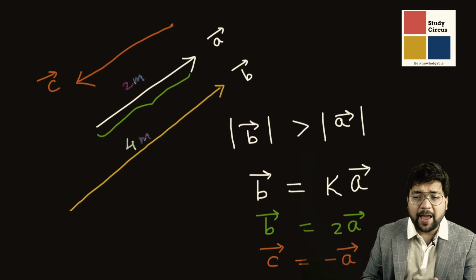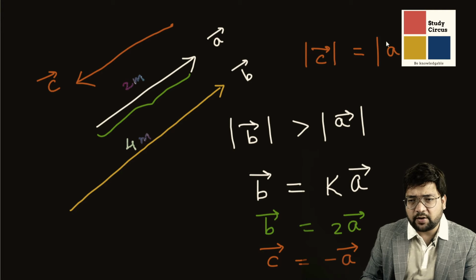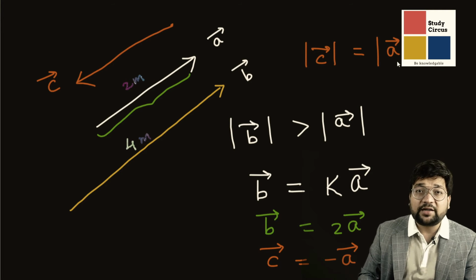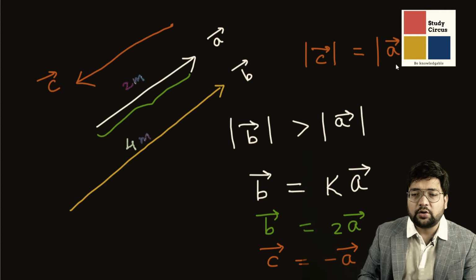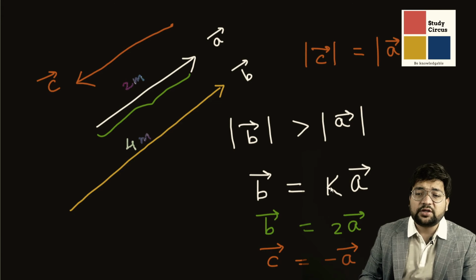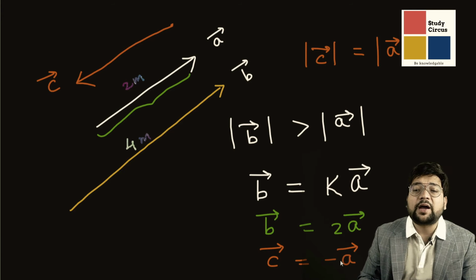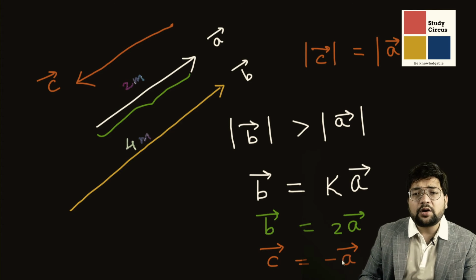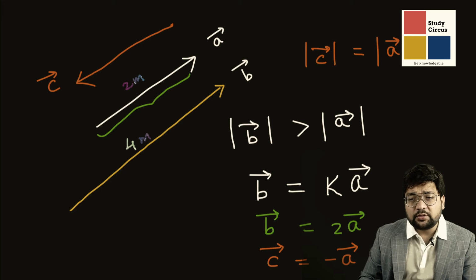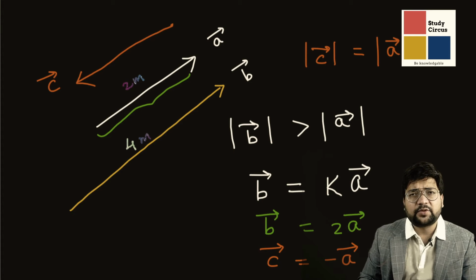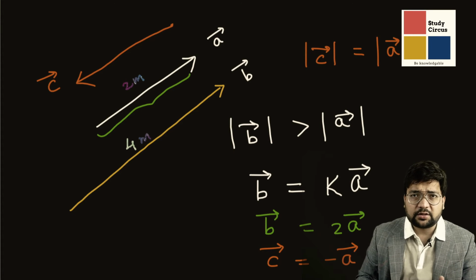Their magnitude is the same, right? So I can say the magnitude of vector c is the same as the magnitude of vector a. But is vector a the same as vector c? No, there is a difference of direction. So I can write c is minus vector a, or say that the magnitudes of the two vectors are equal. Fine, makes sense, right?